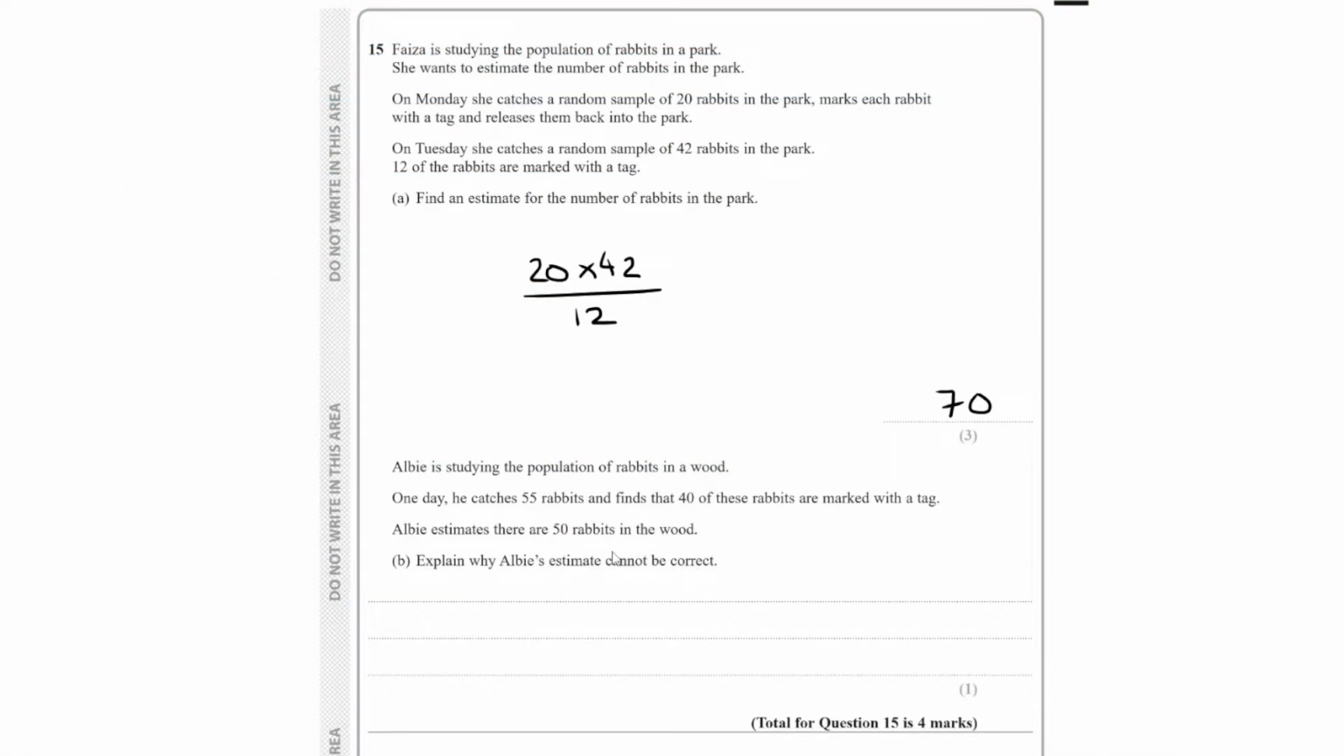So some version of, well, if he caught 55, how is there only 50 in total? That just doesn't calculate at all. So yeah, I thought it was kind of a stupid question, honestly.